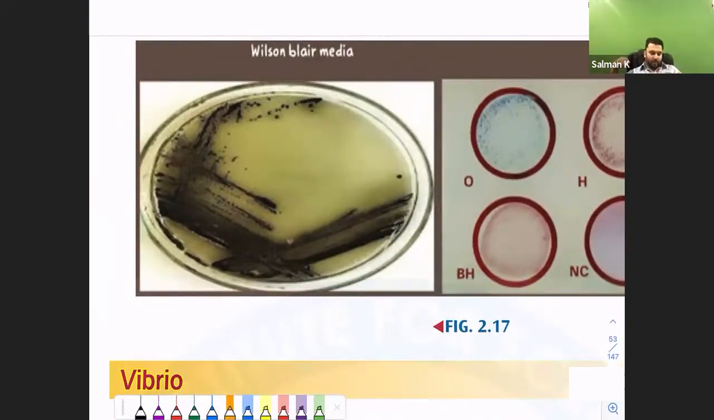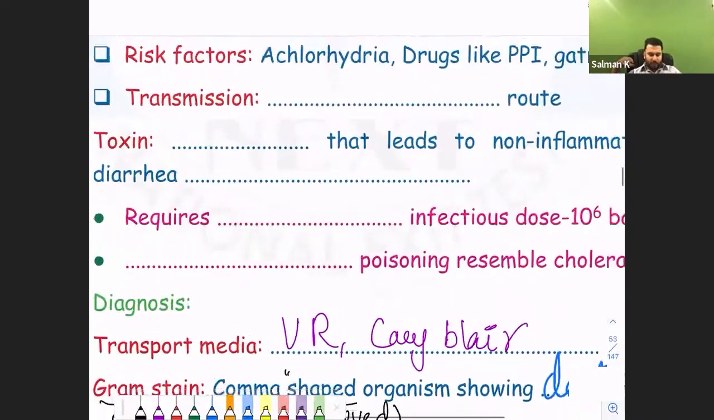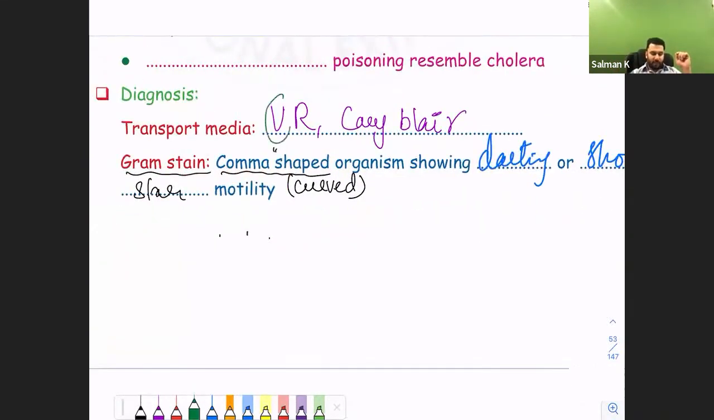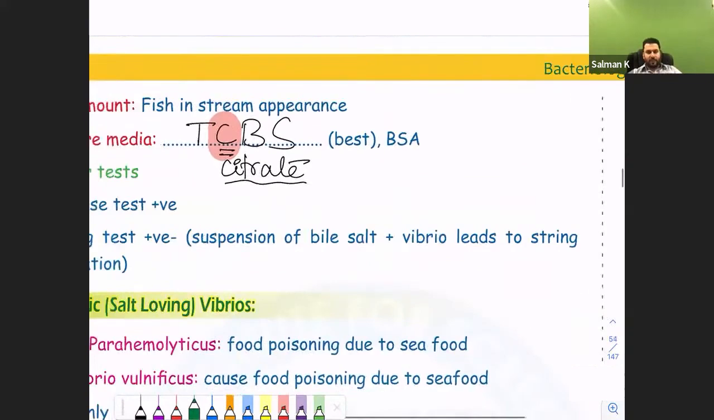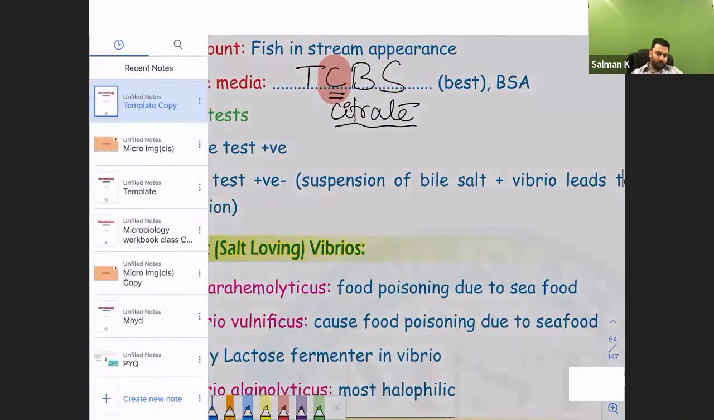Okay. Next, Vibrio cholera, there is not much I'm going to tell you except for few things. It causes that diarrhea with rice watery stools. Transport media, again a reminder, Venkat Rama Ramakrishnan and Kerry Blair. How to remember? Short form of Vibrio cholera, V and C. Okay. This organism shows darting motility. This is the organism that tends to show what? Darting motility as such.